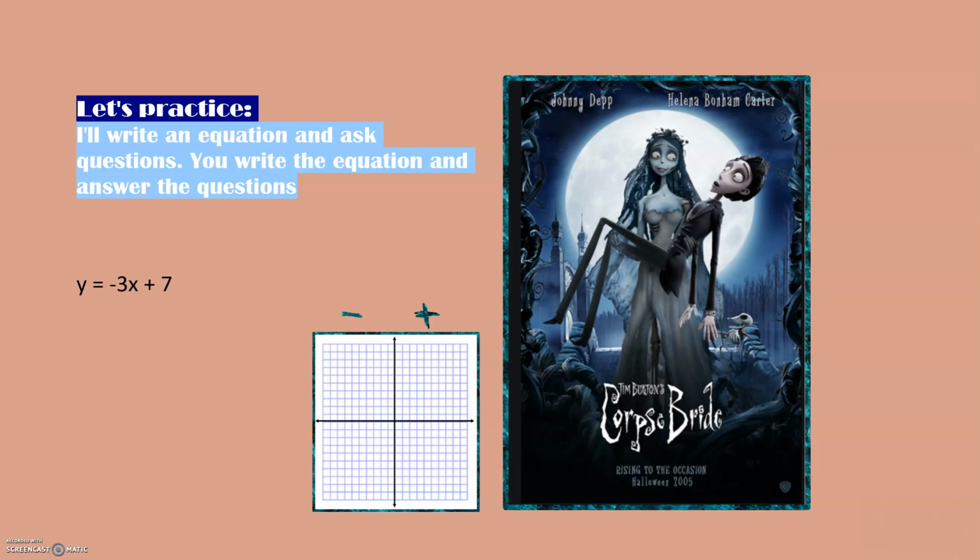If you need more practice, I encourage you to make up a bunch of flashcards and ask yourself all the questions on all the parts of any slope intercept form equation you come up with.